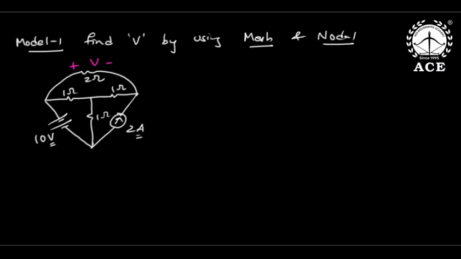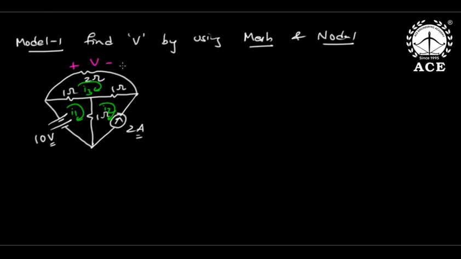Now see, first in mesh analysis, how many meshes are there? 3 meshes. So I will take clockwise currents I1, I2, I3. Of course, mesh currents are closed path currents. To find V, which is the voltage across 2 ohms, the external branch of mesh 3, I will first find I3, because V is 2I3.